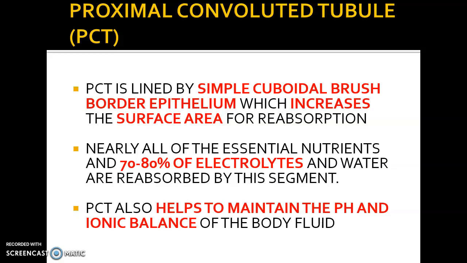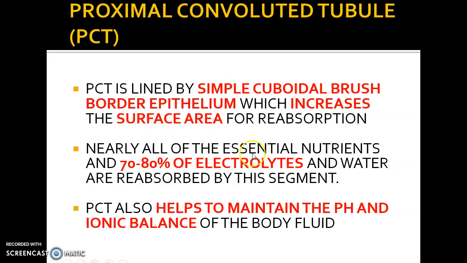So first let's see how the proximal convoluted tubule plays its role. The PCT basically consists of simple cuboidal brush bordered epithelium, just like we observed the brush bordered epithelium in the small intestine, that is the villi. Similarly, here the PCT is lined by simple cuboidal brush border epithelium, which increases the surface area for reabsorption, right? Because reabsorption is a very important step, and in reabsorption an active player is your PCT.